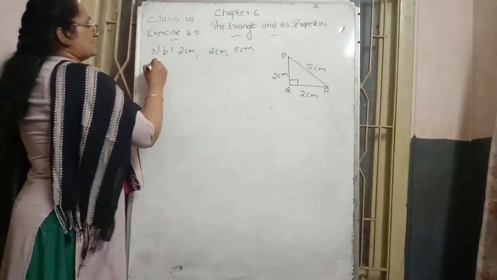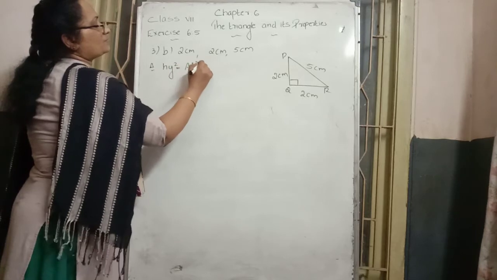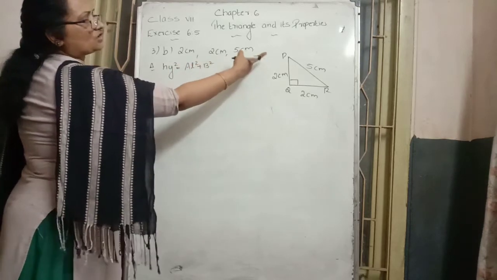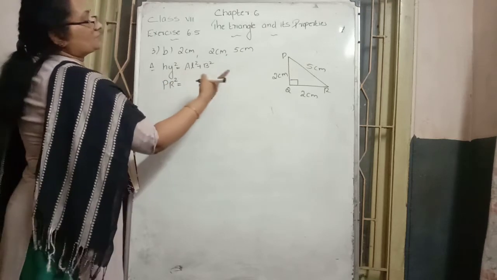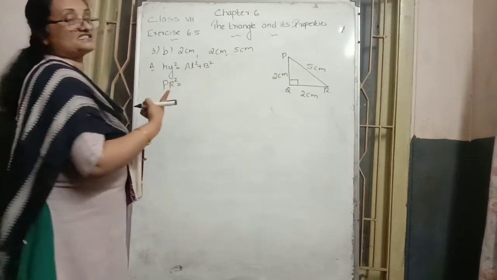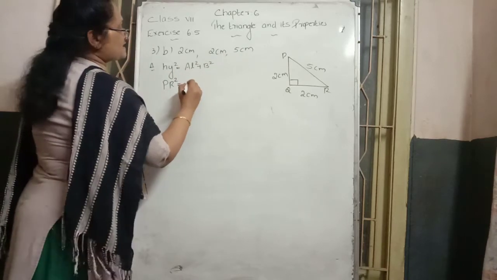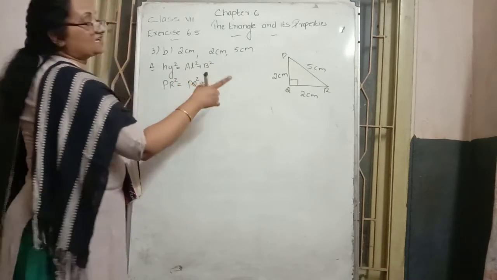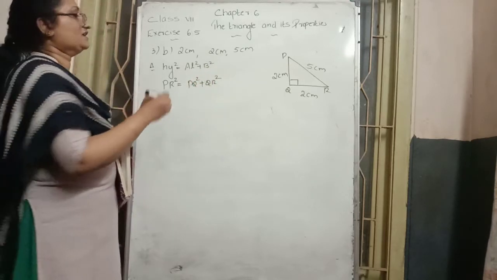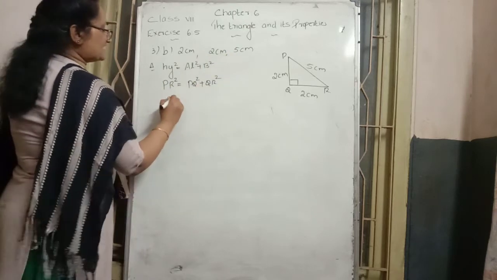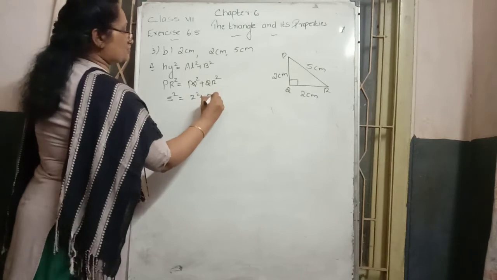Then checking, we apply the formula: hypotenuse square equals altitude square plus base square. The hypotenuse side is represented as PR, so PR square. The altitude side is PQ, with the whole square. The base is QR, so QR square. The values: PR is 5 square, PQ is 2 square, QR is 2 square.